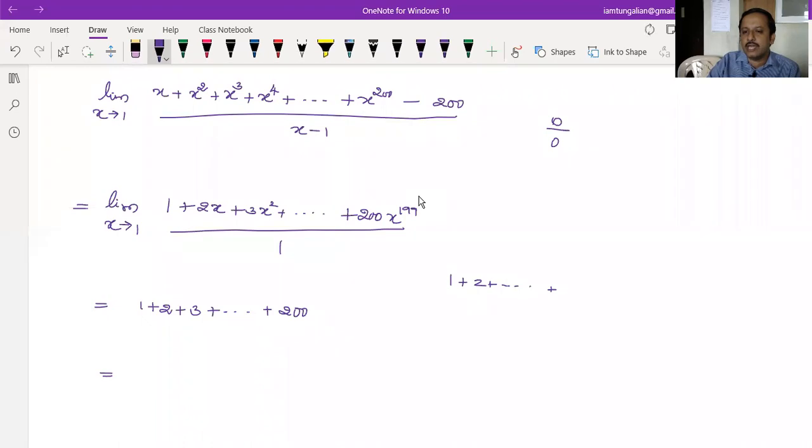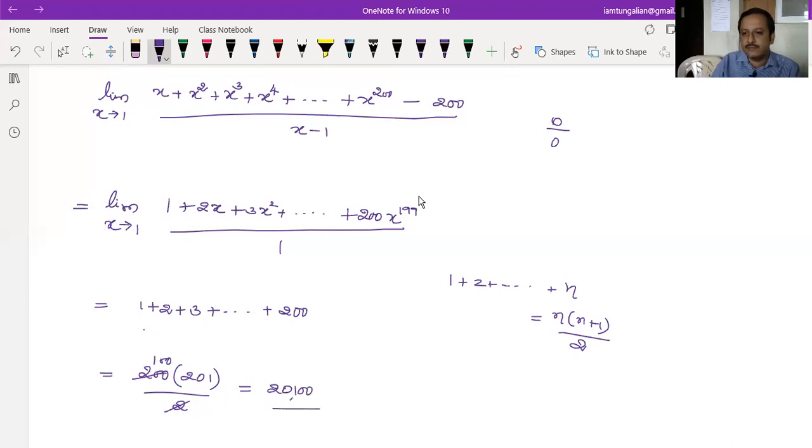That is equal to the formula n into n plus 1 by 2. So n into n plus 1 by 2, where n is 200, into n plus 1, 201, by 2. 200 by 2 will give you 100. 100 into 201 will give you 20,100.